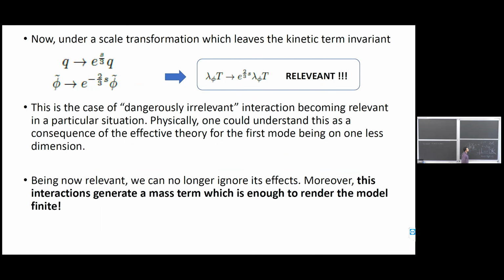So this is sort of a close casting of something named dangerously relevant couplings. I'm mentioning this because maybe someone knows what it is. It's not very important for us. The main point is that being this relevant, we cannot ignore it anymore, and we will see that out of this self-interaction, a new mass term will be generated that will resolve the IR divergences of the model.